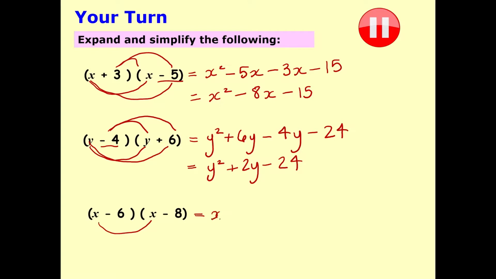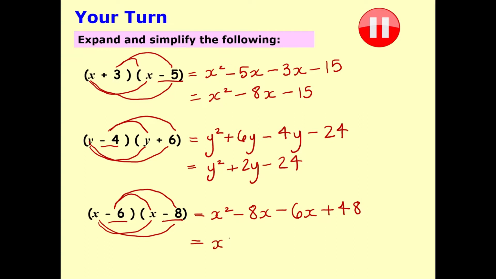X times x gives us x squared. X times negative 8 gives us negative 8x. Then negative 6 times x gives us negative 6x. And then negative 6 times negative 8 gives us plus 48. Okay, be careful with your two negatives there. And then we just need to collect like terms. So x squared, then we've got negative 8, negative 6 to give us negative 14x plus 48. So mark your work, and really well done if you got all of those correct.